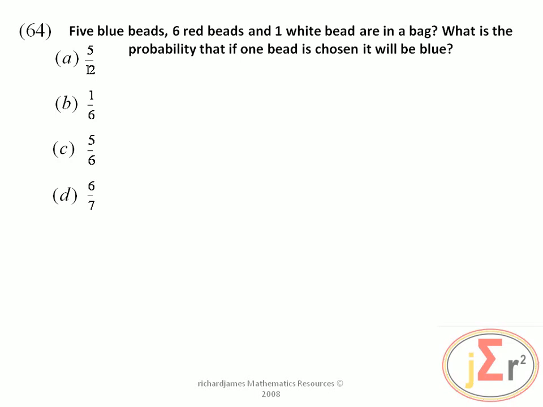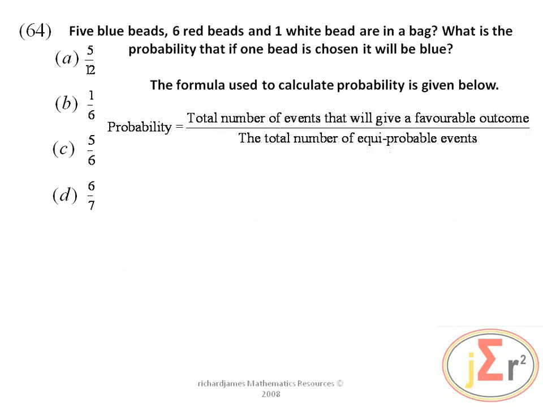Now we have 5 blue beads, 6 red, and 1 white in a bag. And what is the probability of choosing a blue? The formula used to calculate probability is given below, and we are going to be using this all the time. Probability is equal to total number of events that will give a favorable outcome over the total number of equiprobable events. What does that mean?